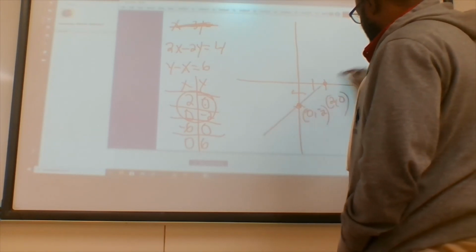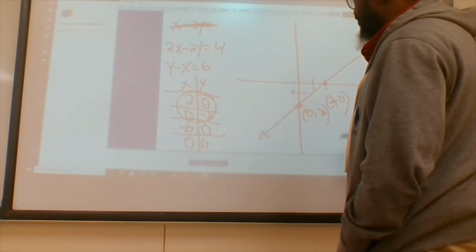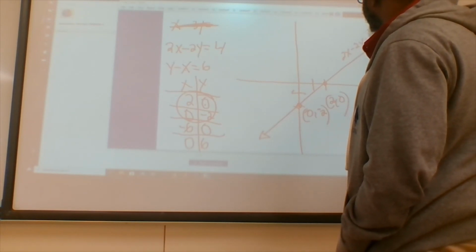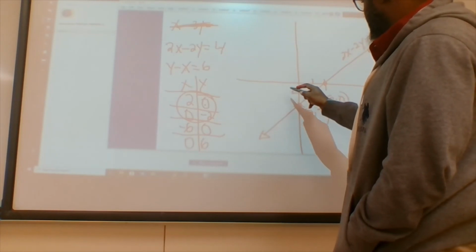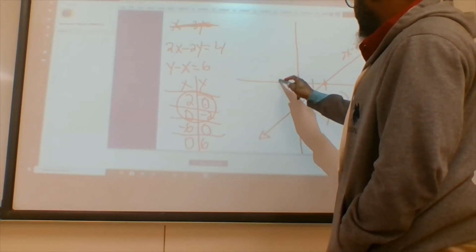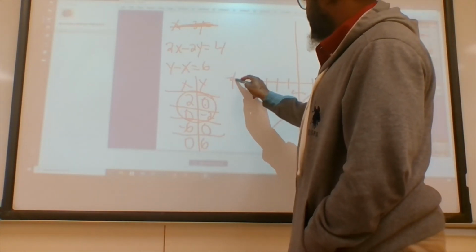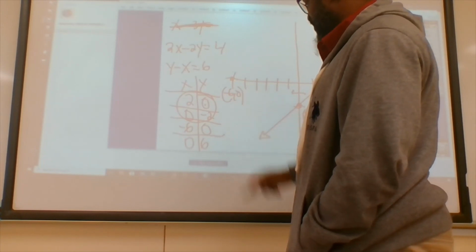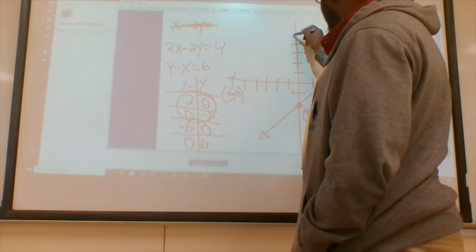The other one goes 6 units to the left. 1, 2, 3, 4, 5, 6. Negative 6, 0. The other one is 0, 6. Go to 6, and once again, those lines do not touch. You will have to assume that they are parallel. All right, that's our lesson for today.